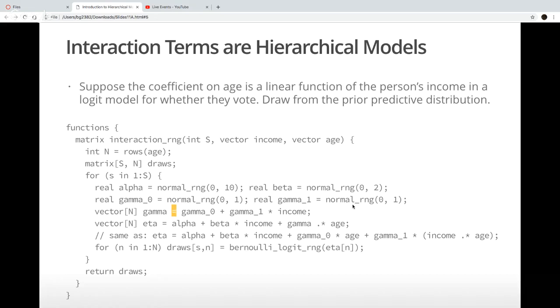So, questions about that connection between what you should be familiar with, interaction terms, and what you're probably more familiar with than you realize already, which is hierarchical models, allowing one parameter to depend on another parameter in an explicit form. In this case linear. It didn't have to be linear, but it does need to be explicit. Questions?